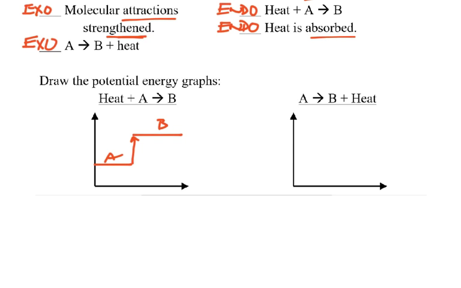Heat on the right means I'm starting at A and I end up low at B, and the heat must have been given off for this reaction, so I'm dropping down, so A going down to B. If heat's on the right, then I must be going downhill. So heat going in, uphill; heat given off, downhill.